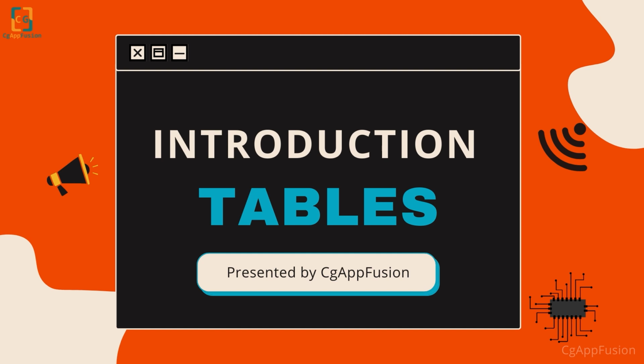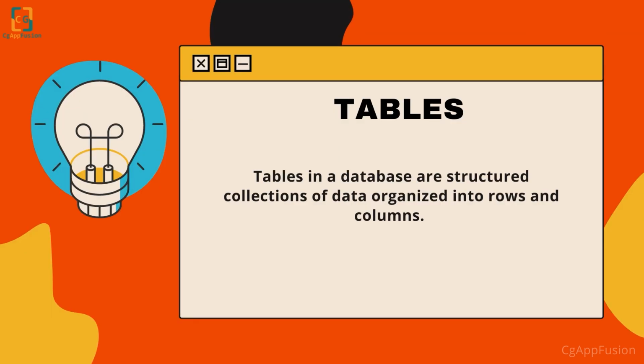Let's start with the technical terms for tables. Tables in a database are a structured collection of data organized into rows and columns. So the important part over here is structured. Tables give structure to our database.